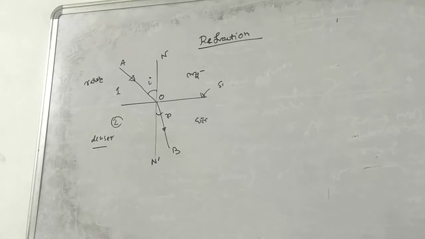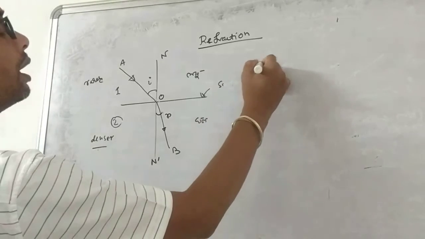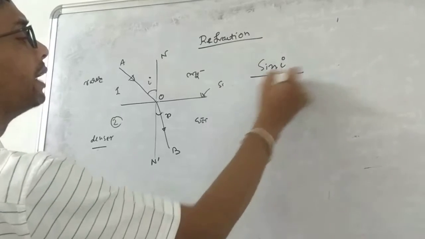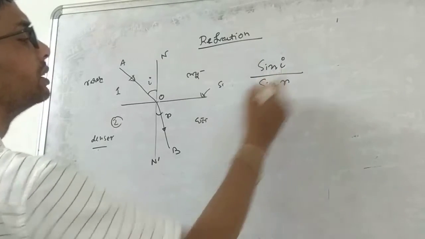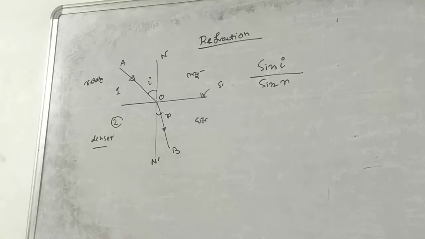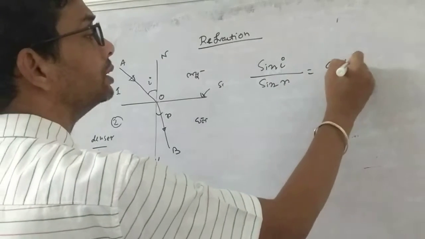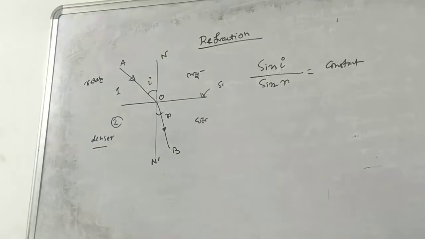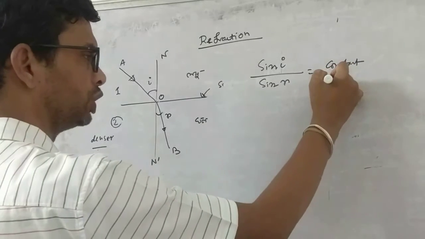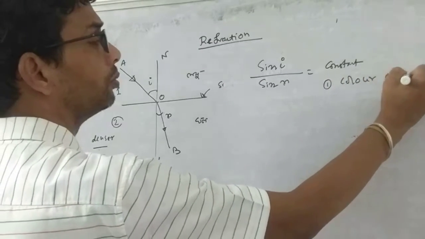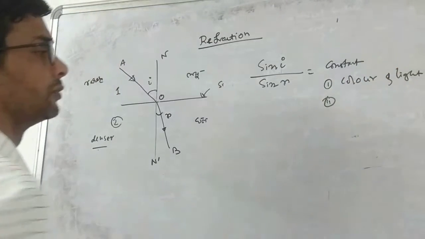The second law of refraction tells us that the ratio of the sine of the angle of incidence, sine I, and the sine of the angle of refraction, sine R, that is sine I by sine R, is a constant. That constant depends on two factors. Number one, the color of light, alor borno, and number two, the medium.